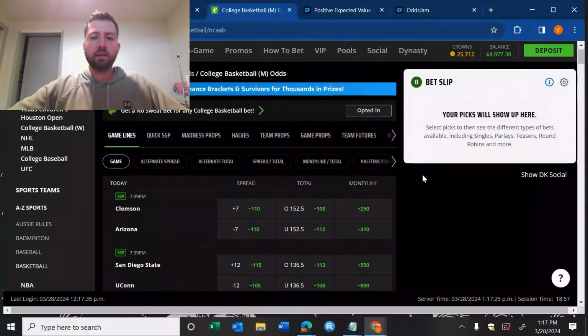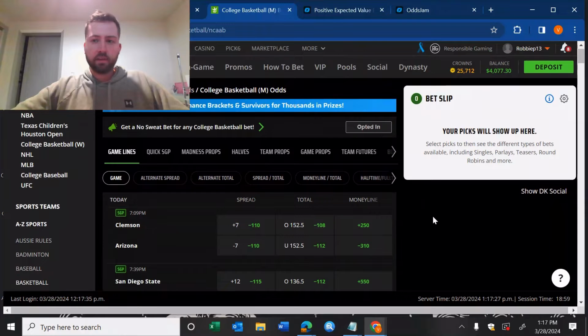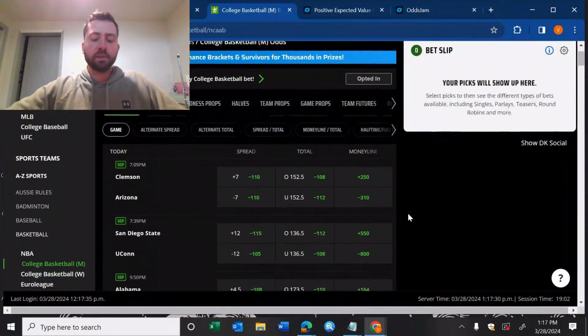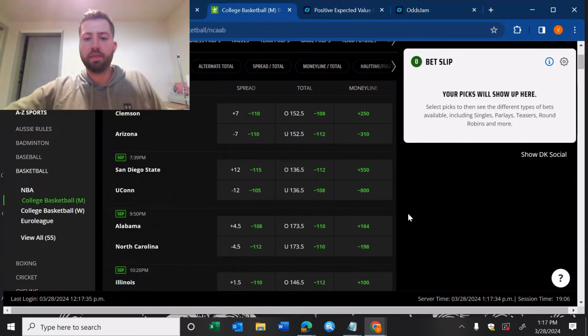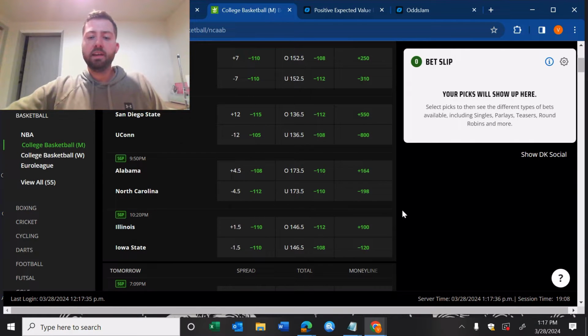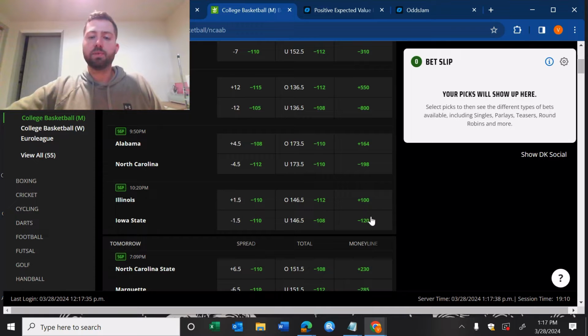All right, so here I have DraftKings Sportsbook pulled up. And I'm just going to use them for an example. So let's first talk about how to calculate market width. Now, for the most part, it's pretty easy. It's just the difference between the two odds.